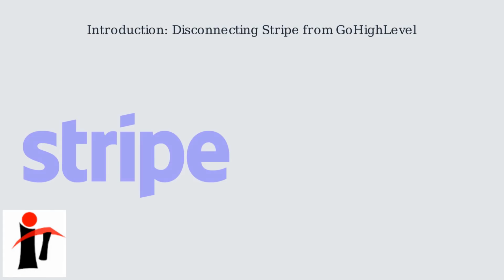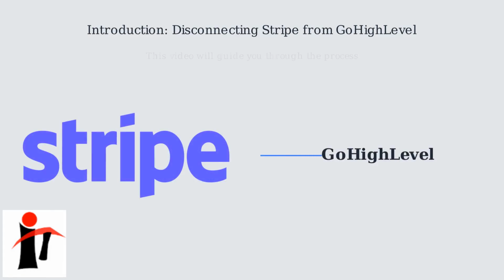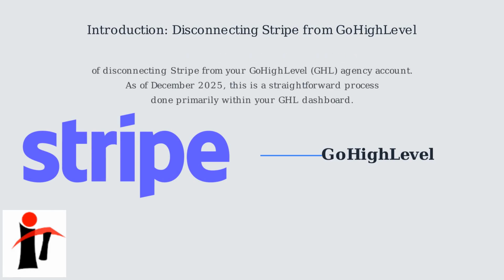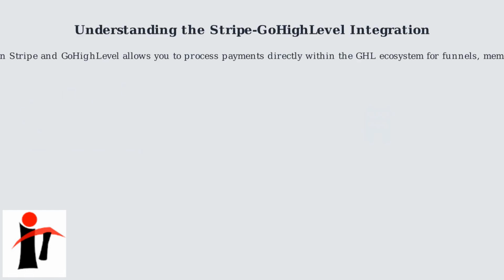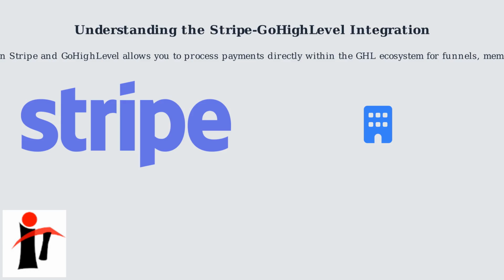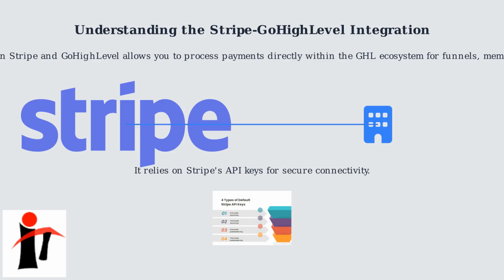This video will guide you through the process of disconnecting Stripe from your GoHighLevel agency account. As of December 2025, this is a straightforward process done primarily within your GHL dashboard. The integration between Stripe and GoHighLevel allows you to process payments directly within the GHL ecosystem for funnels, memberships, and invoices. It relies on Stripe's API keys for secure connectivity.